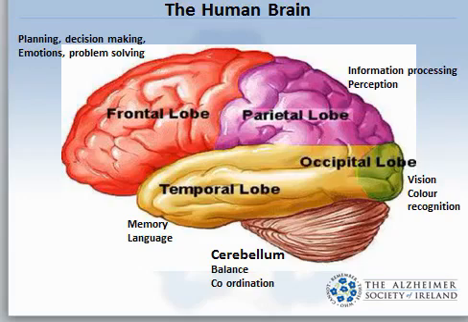The parietal lobe, which is in purple there, is used in the brain for information processing and perception. The temporal lobe is used for memory and language. The occipital lobe is used for vision, colour recognition, and the cerebellum is used for balance and coordination. So obviously if there's damage in each of those particular parts of the brain, it will lead to symptoms associated with that.